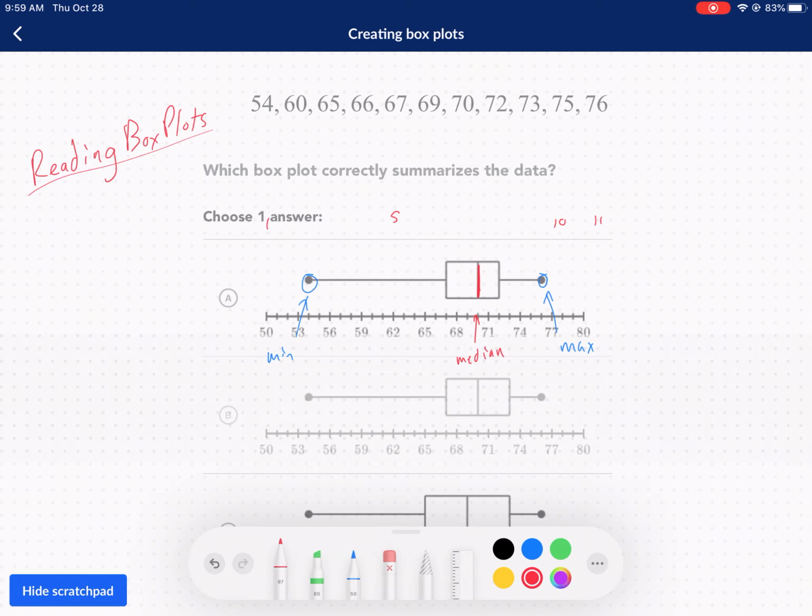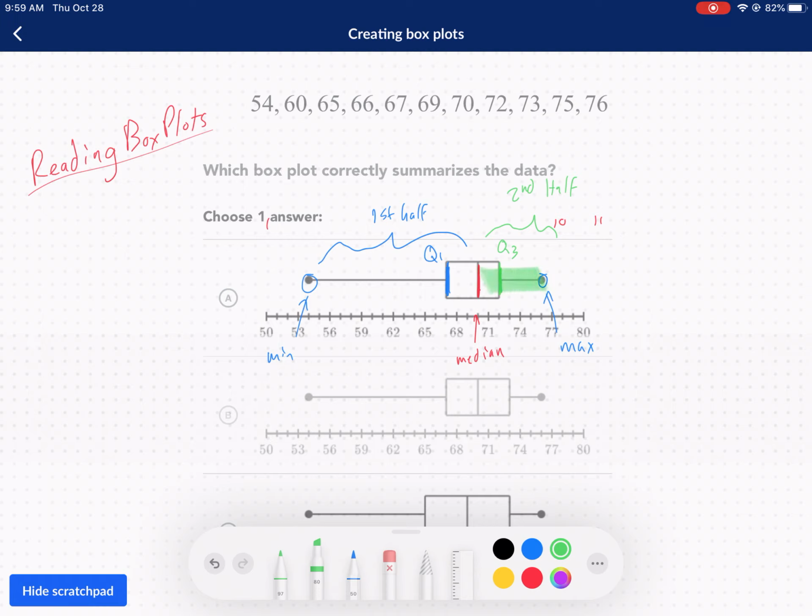Some other things we want to find out is this value right here. That's Q1, the first quartile. The first quartile essentially is the median of the first half of the data. So there's the first half of the data. Okay, and then the third quartile is this one right here. Call that Q3, and it's always on the right side of that box there. Essentially it's the median of the second half of the data.